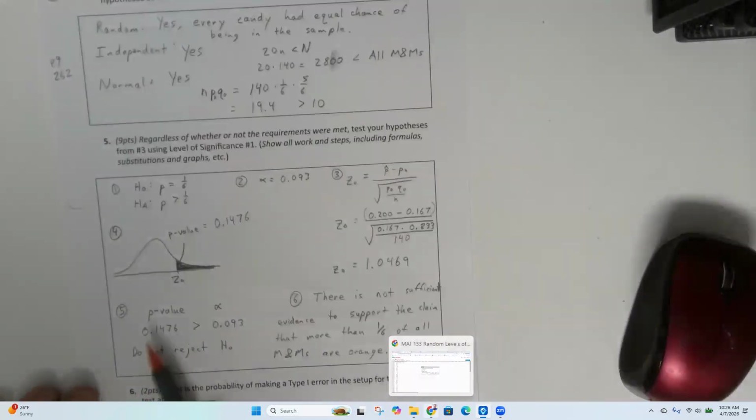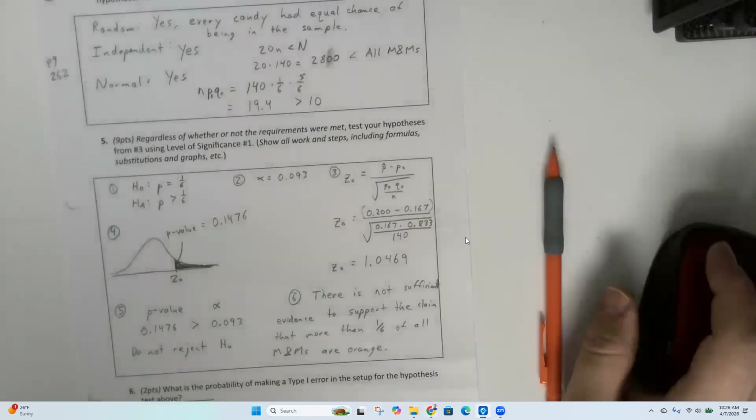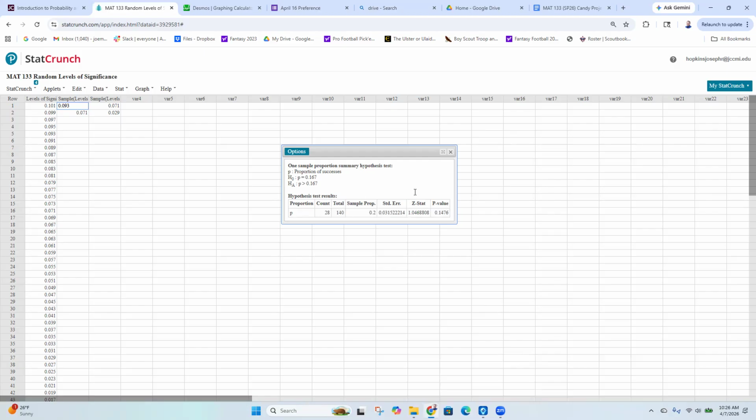And then you compare that p-value to your alpha. So either way is fine. If you prefer typing in Desmos or you prefer typing it in StatCrunch, either way is fine, and you get very similar results. You might be off by a little bit just due to rounding, and either of those answers is fine.